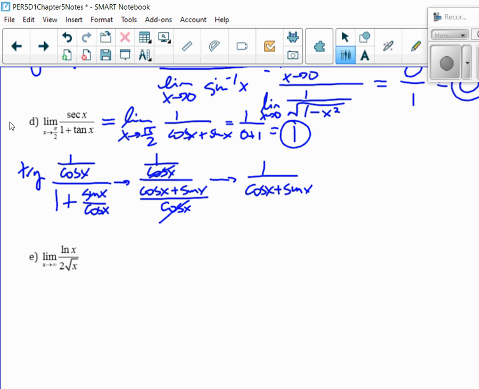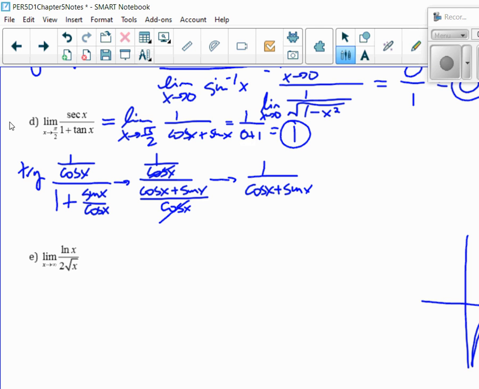Okay, next one. The limit as x goes to infinity of ln x. Think about the logarithmic graph. No, log graph looks like that. It's supposed to be going through 1. Anyways, when x goes to infinity, it's going to infinity, yes. Okay. So that is in the L'Hopital's setup, right?